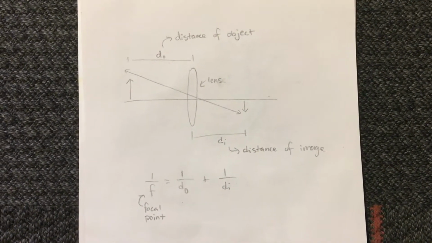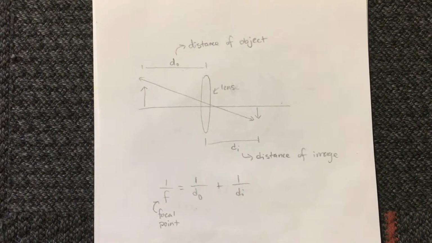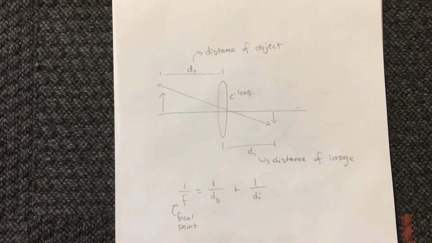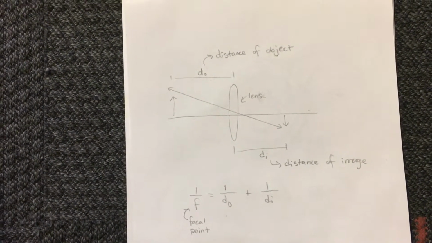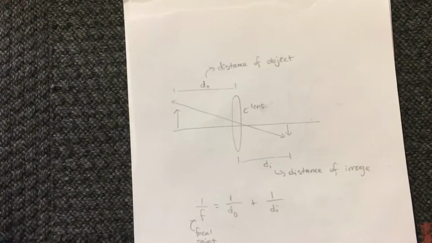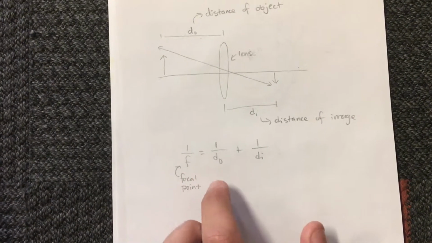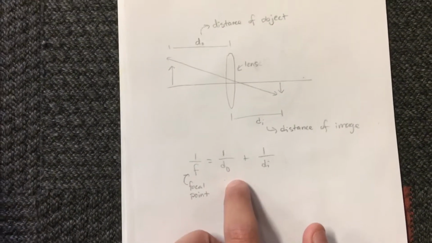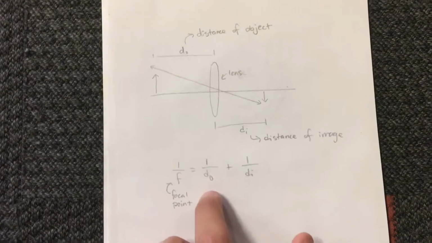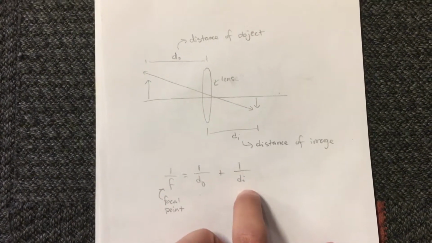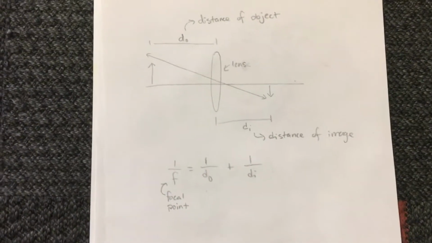Here's the formula to calculate where the focal point of the image in the eye is, to help us understand how we see things and how defects in the eye affect it. So here it is: 1 over f equals 1 over the distance of the object plus 1 over the distance of the image.